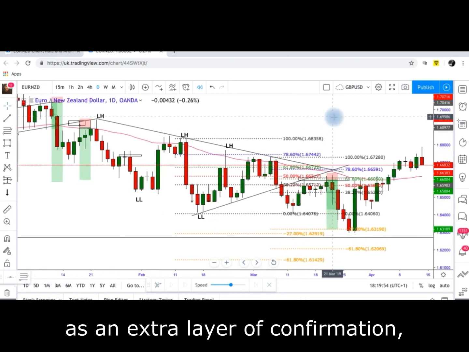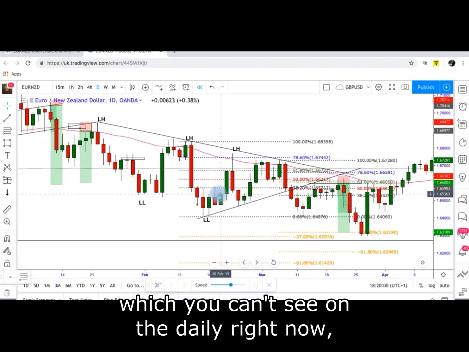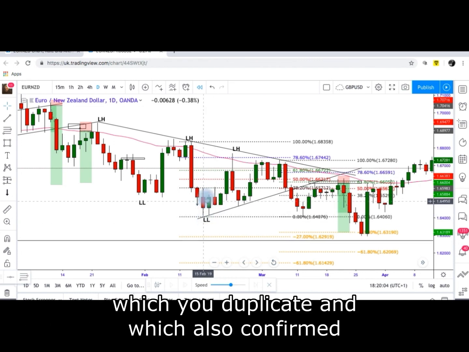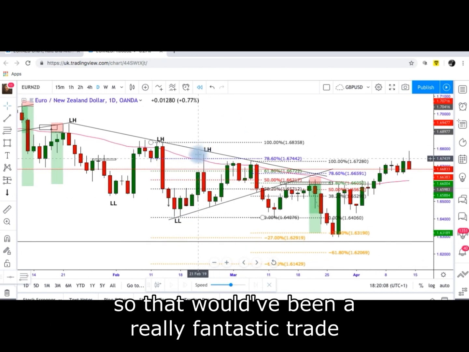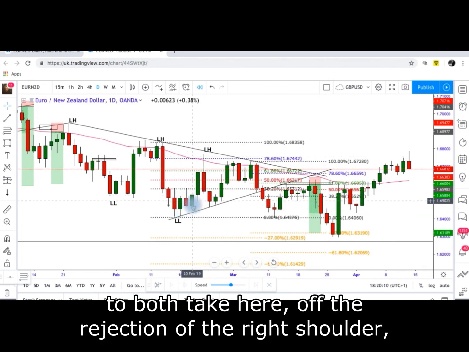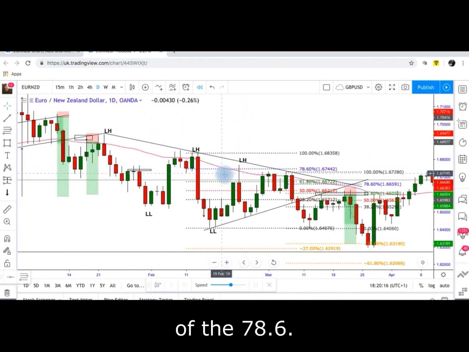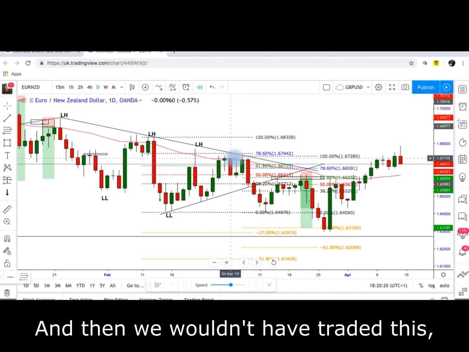As an extra layer of confirmation, we also saw an inverse head and shoulders here, which you can't see on the daily right now, but on the smaller time frame, the 4 hour, we saw this inverse head and shoulders, which we duplicated, which also confirmed our targets of 78.6. So that would have been a really fantastic trade to take here, of the rejection of the right shoulder and of the third touch of the descending trend after 78.6. So that was also a trade here and a trade here. And then we wouldn't have traded this.